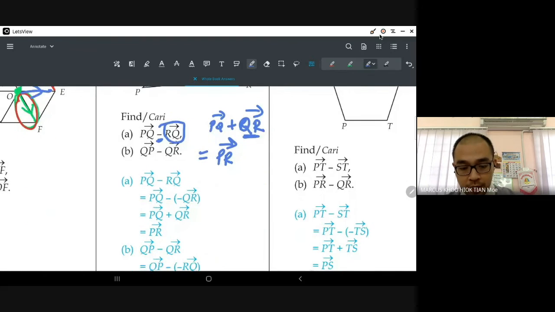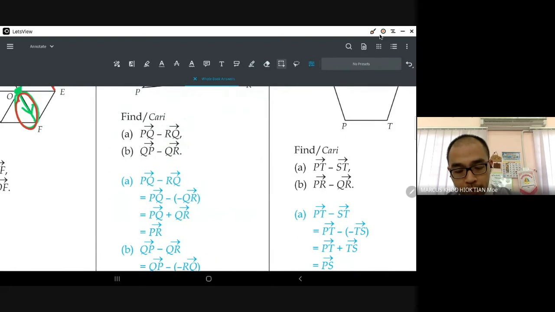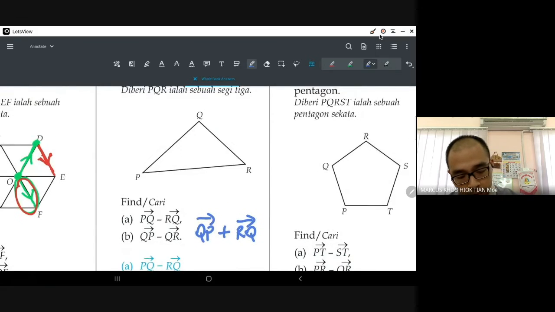Okay, second one. Oh, sorry. Okay, second one is QP minus QR. Same thing. When you say minus, switch it first. So QP plus RQ. Oh, but this one is a bit strange, right? Okay, let's look at QP. QP is here. Okay, plus RQ. RQ is here.